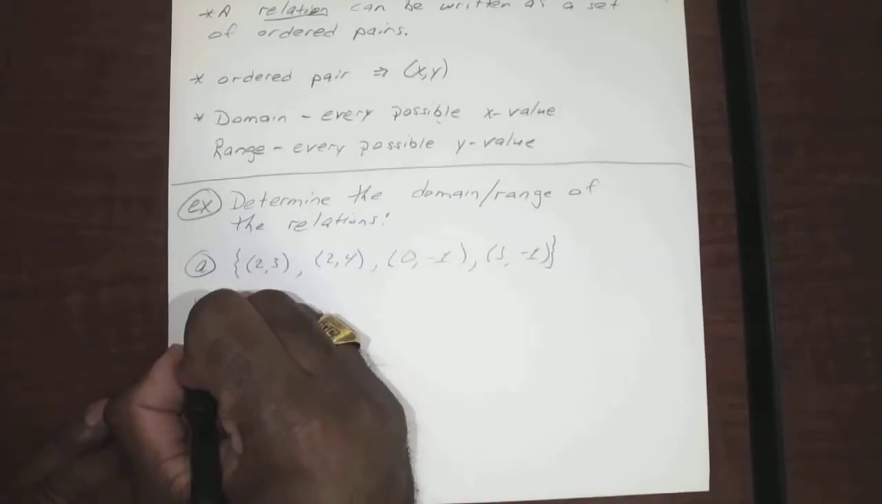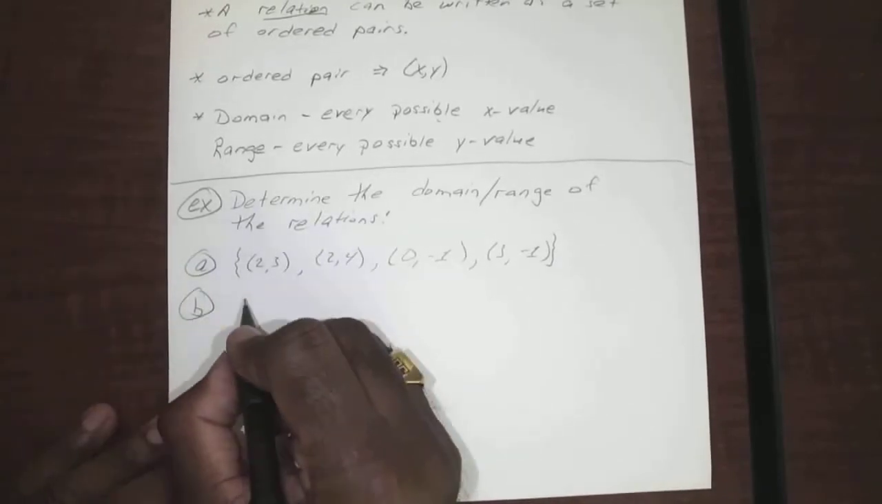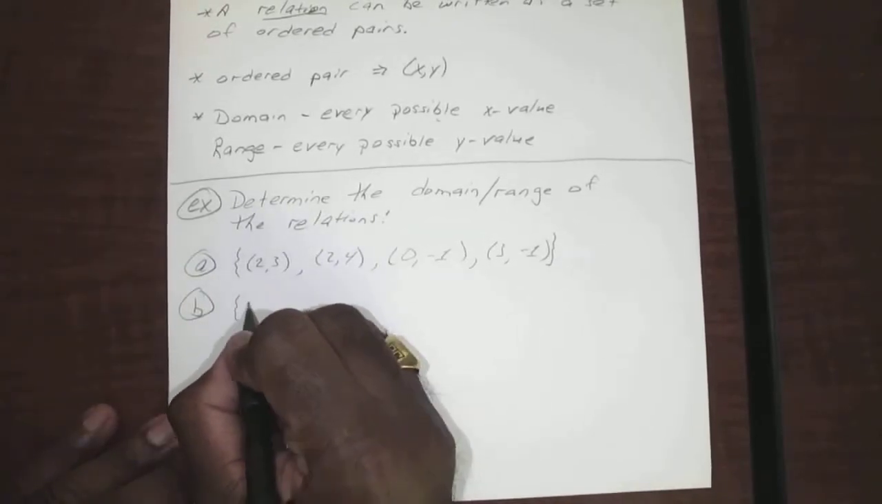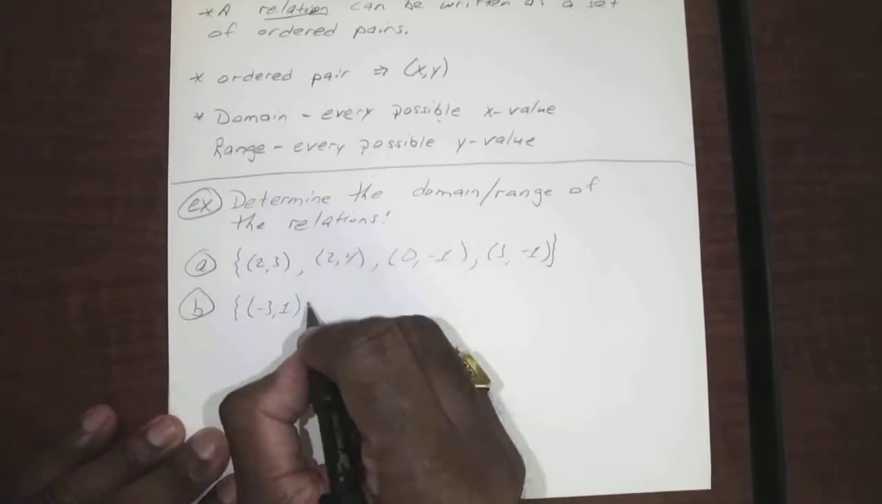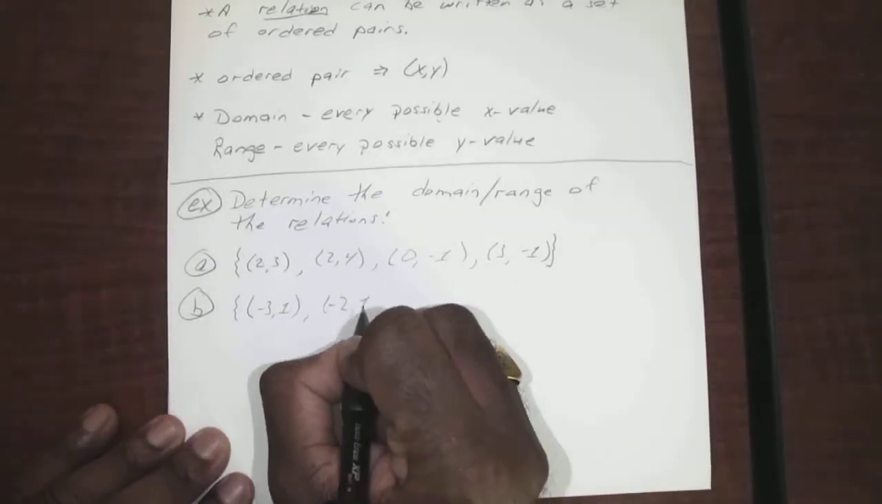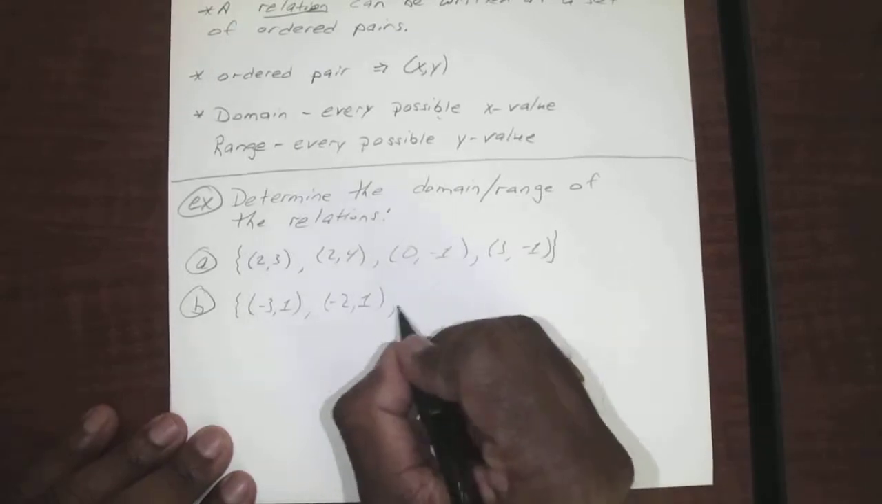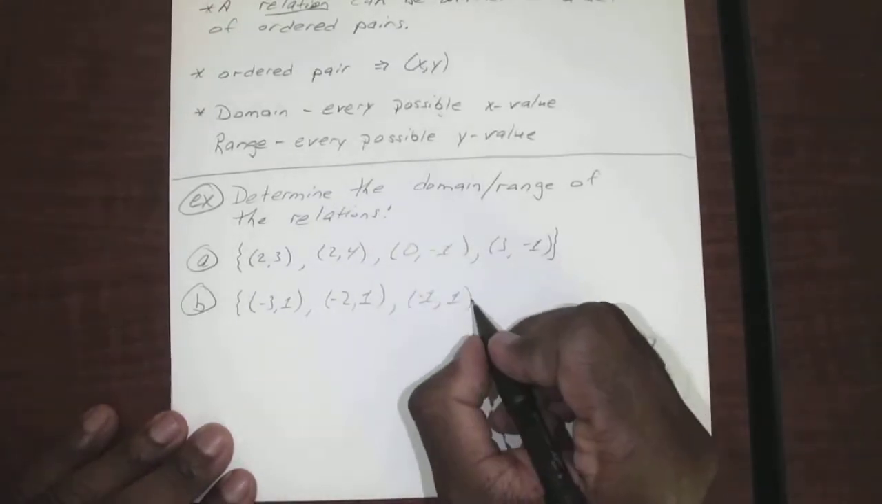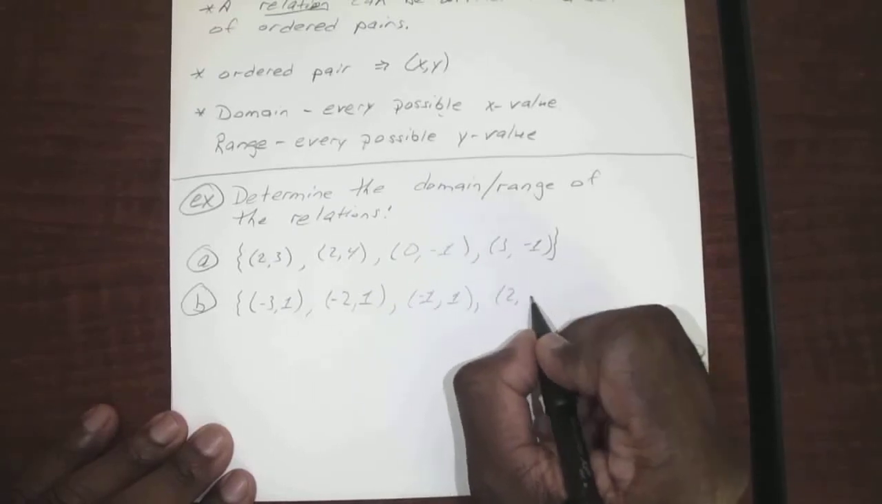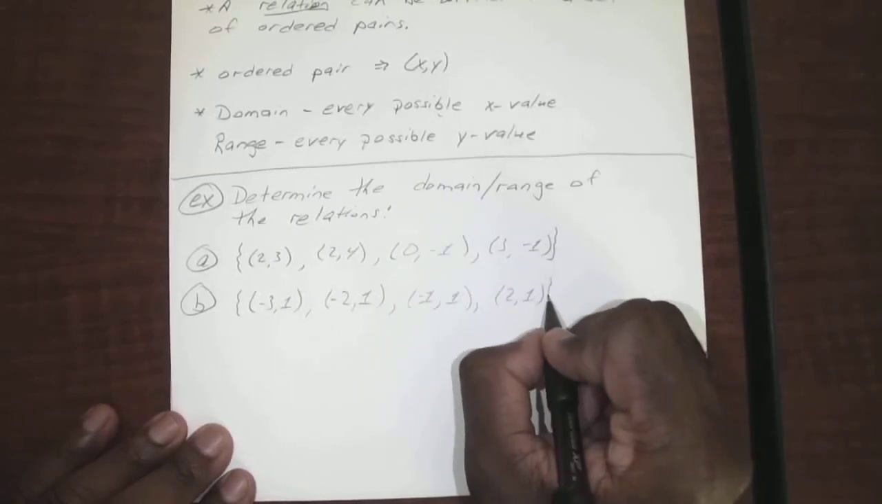Say for problem B, let's say we have (-3, 1), (-2, 1), (-1, 1), and (2, 1).